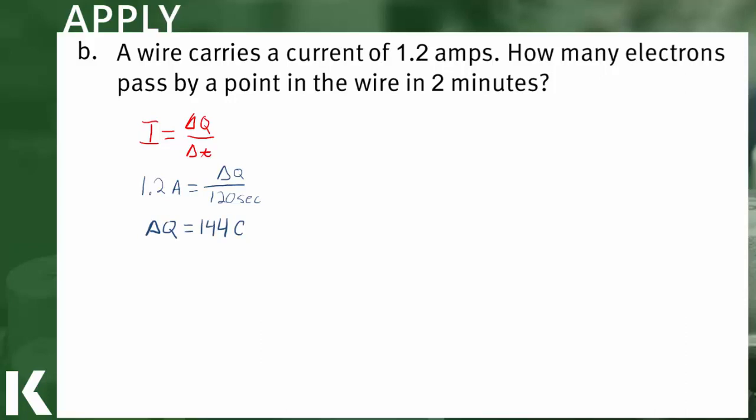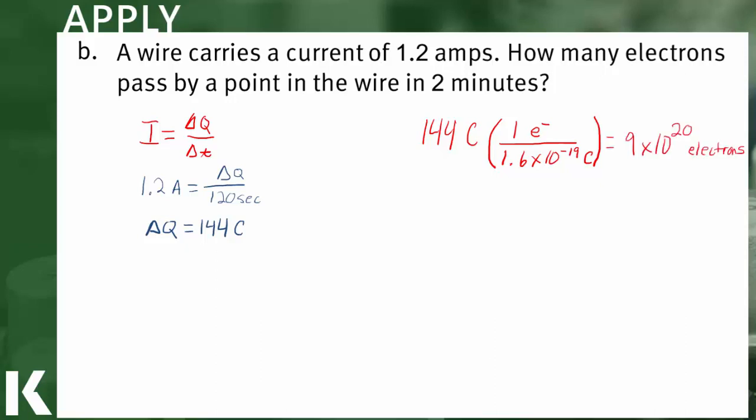But we're not asked for the amount of charge, we're asked for the number of electrons. So this is almost going backwards from the problem in part A. In A, we had the number of charges, and we had to find the total charge. Here we have the total charge, and we're going to convert that to number of electrons, again, using the idea that one electron is 1.6 times 10 to the minus 19 coulombs. And so a little quick math there, and we get 9 times 10 to the 20th electrons will pass by a point in the wire every 2 minutes.